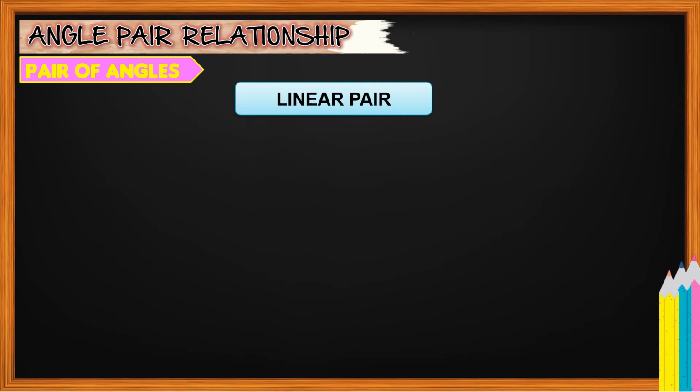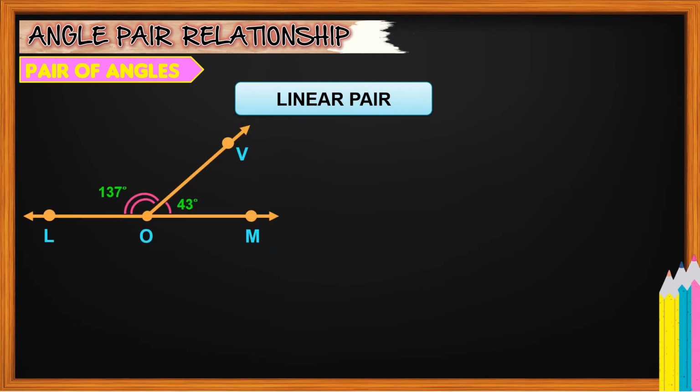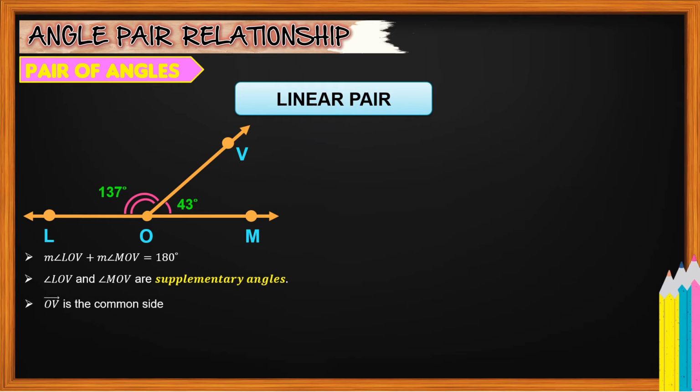For more examples, let's have the first figure. The measure of angle LOV plus the measure of angle MOV is equal to 180 degrees. Therefore, angle LOV and angle MOV are supplementary angles. Ray OV is the common side. Point O is the common vertex. Therefore, angle LOV and angle MOV are adjacent angles.